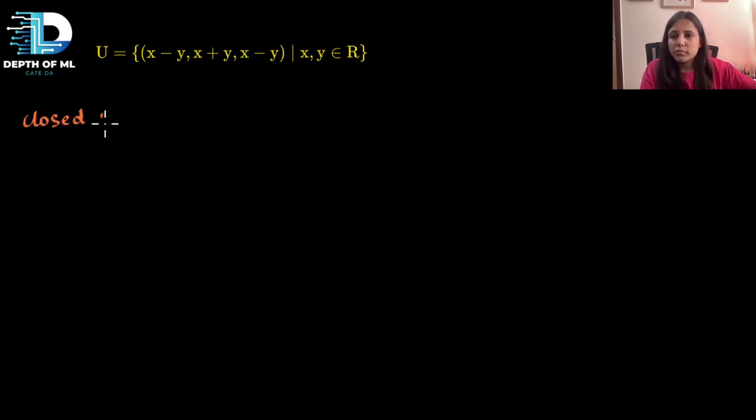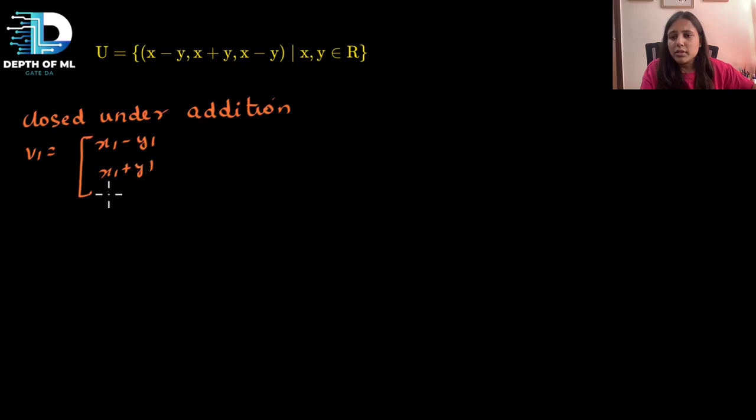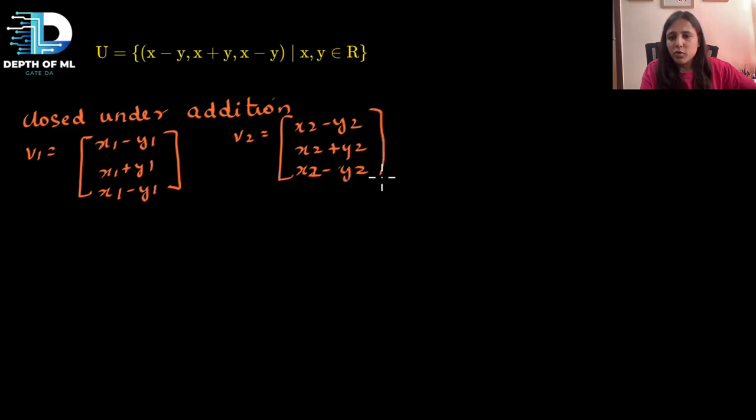Closed under addition. Okay, so I'll assume that I have two vectors of the form. I have v1, which equals, I'll write them as column vectors now, x1 minus y1, x1 plus y1, and x1 minus y1. So this is my first vector, and the second vector, let it be v2. We have x2 minus y2, x2 plus y2, and x2 minus y2. Okay, this is the form of these vectors.